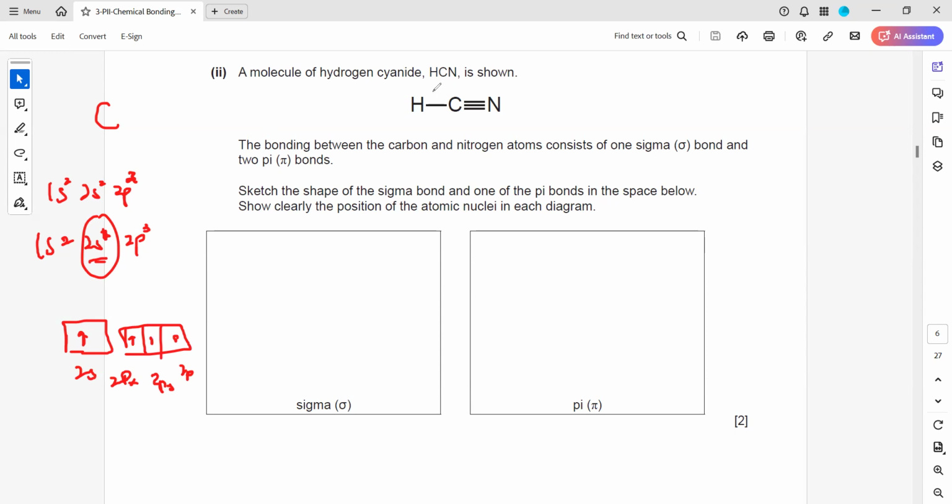So carbon is forming, like here's a sigma bond. One of them is a sigma and 2 of them will be pi bonds. What about the nitrogen? When we write the configuration, it is 1s2, 2s2, 2p3.